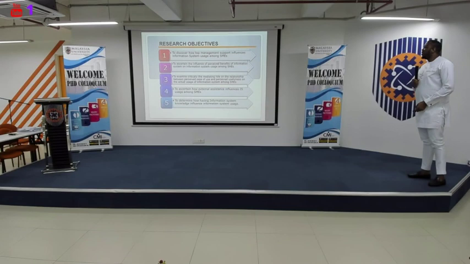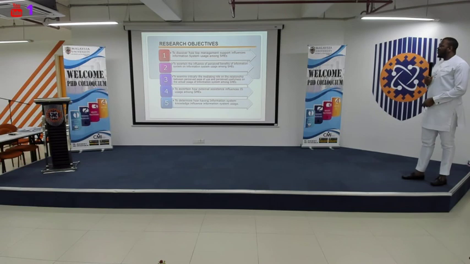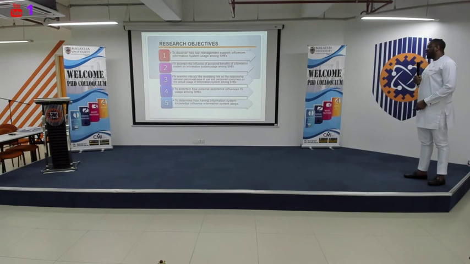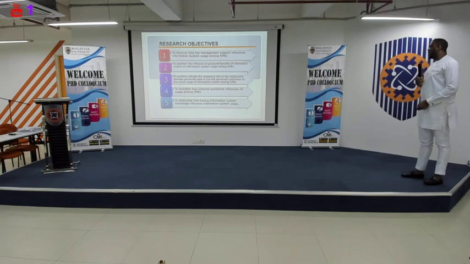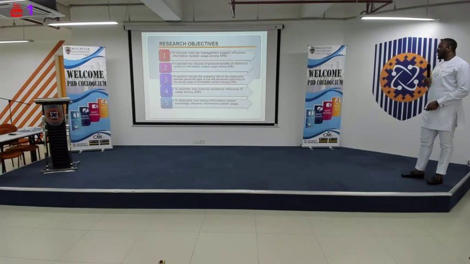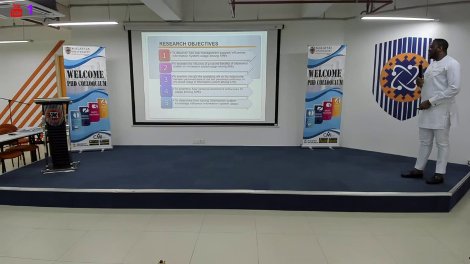The research objective consists of five objectives. To discover how top management support influences information system usage among SMEs; to ascertain the influence of perceived benefits of information system on information system usage among SMEs; to examine critically the mediating role on the relationship between perceived ease of use and perceived usefulness on the actual usage of information system among SMEs; to ascertain how external assistance influences information system usage among SMEs; to determine how having information system knowledge influences information system usage.